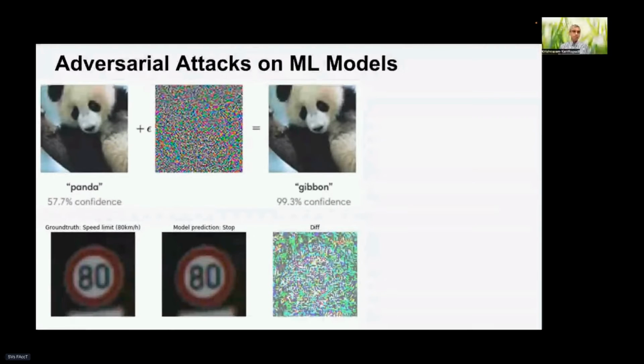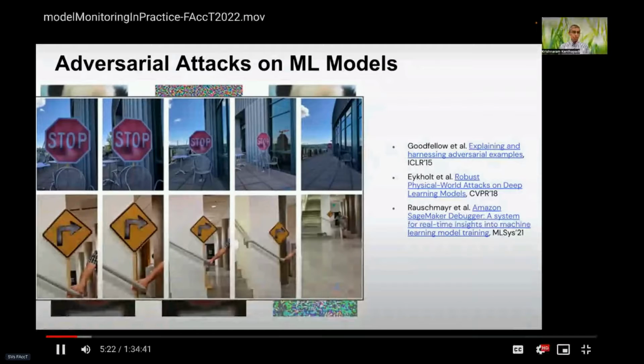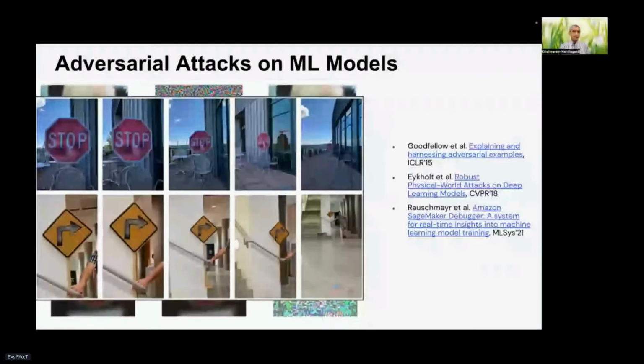These are not just limited to digital photos or digital videos. It has also been shown that such attacks are applicable even on physical world stop signs or physical world objects. In this example, the one shown on the top is a stop sign with very slight changes, and it was predicted to be a different class. And similarly, the one at the bottom was predicted to be a stop sign with very small changes.